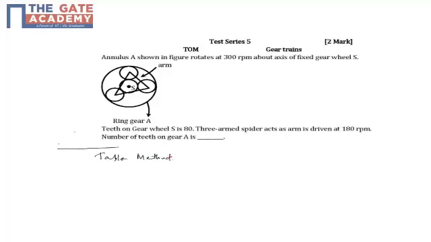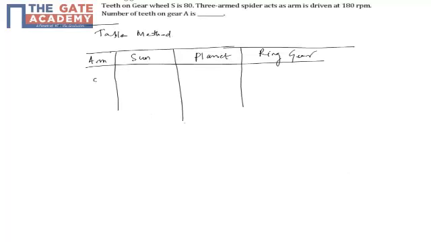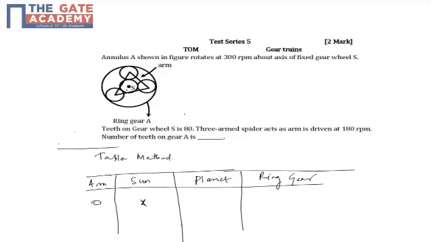In the table method we first have to... this works in two steps. You need to have the arm, the sun gear speeds, the planet gear, and the ring gear. Okay, so let's first assume that the arm is fixed, and then assume that the sun, the center is the sun gear, has a revolution of x.